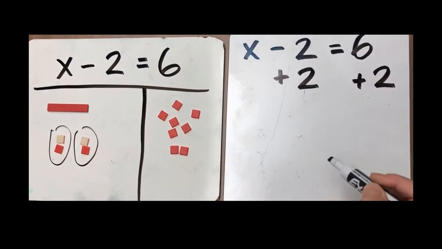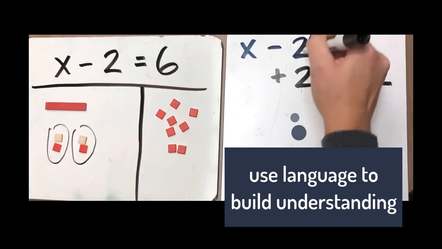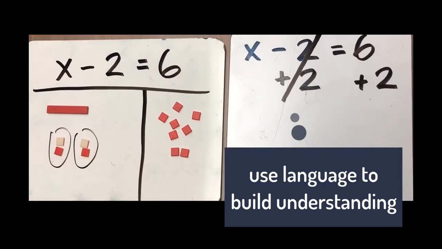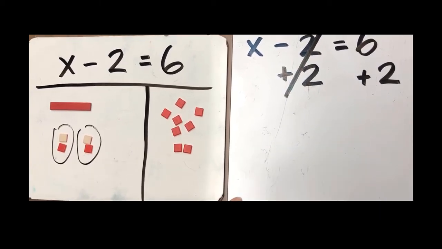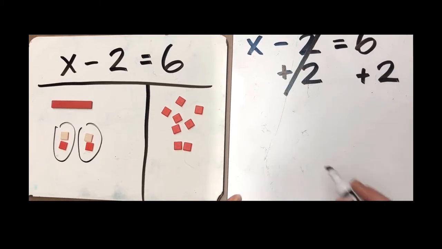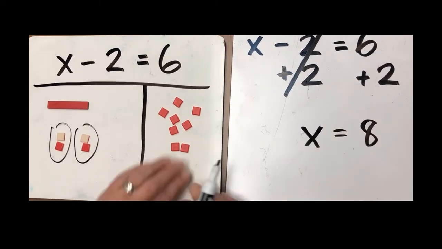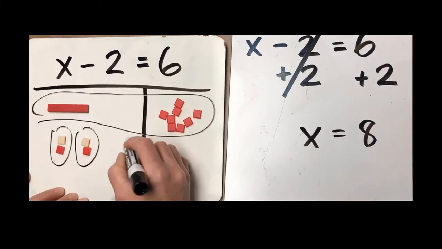We want to be really careful with our language here, and we want to say, even if we use annotation like this, we don't want to say cancel out, because that might mean add to 0, but it also might mean divide out to 1. So we want to talk about adding to 0 or making 0 pairs, and that leaves us with that x is equal to 8, which we see over here. We've got our x equaling 8.